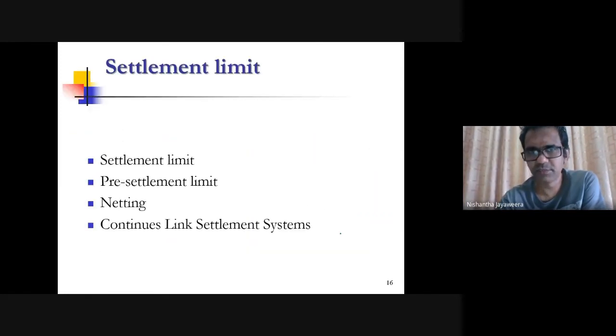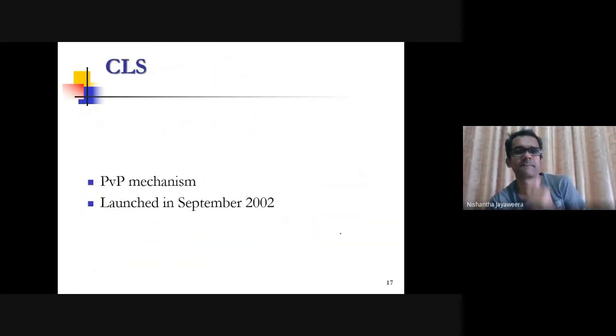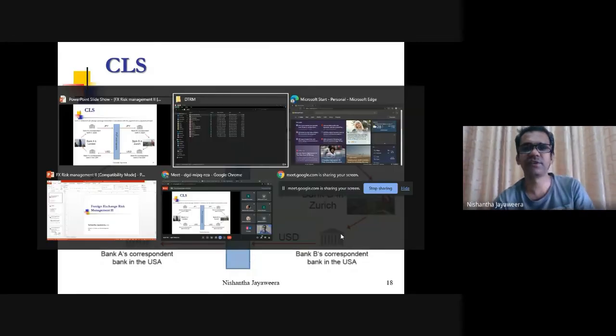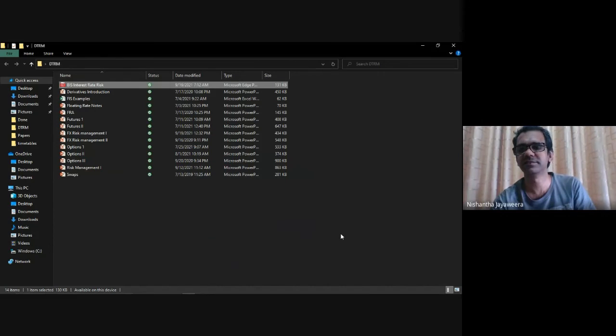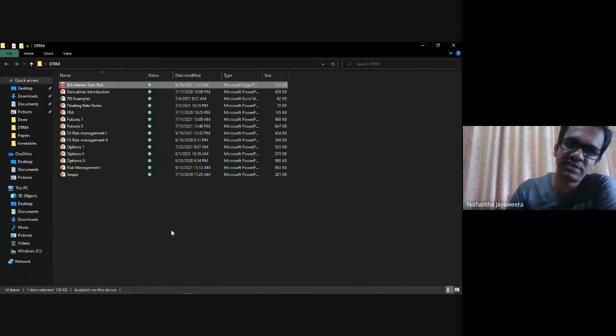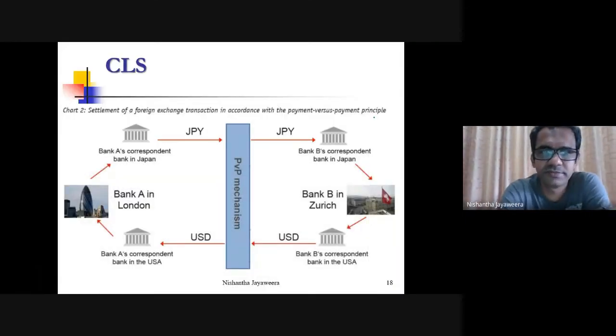So that's about counterparty risk in foreign exchange transactions, and I think that's enough on the foreign exchange side from the risk management perspective. If you have any questions.